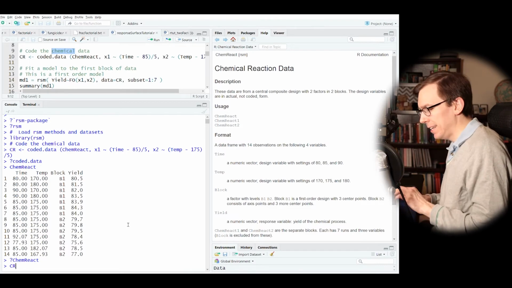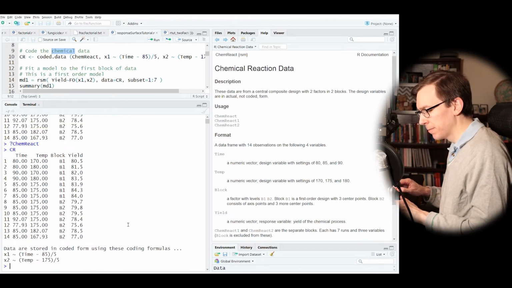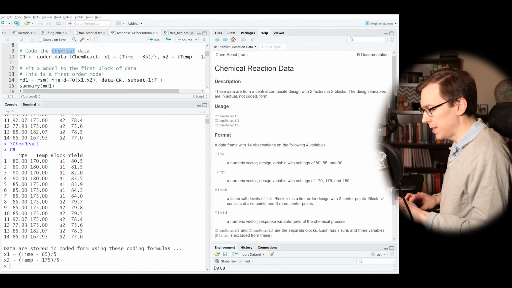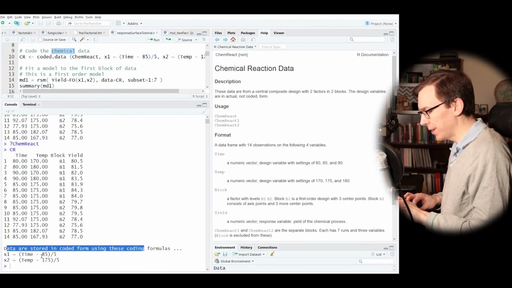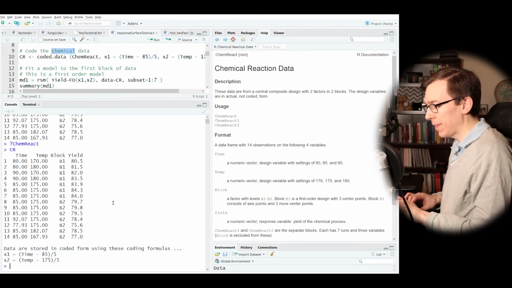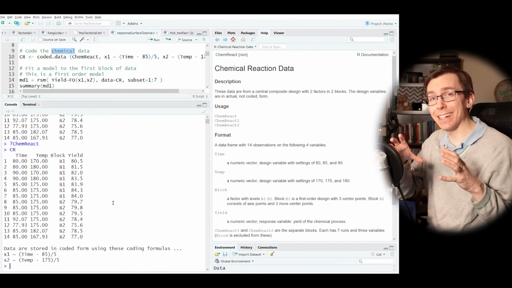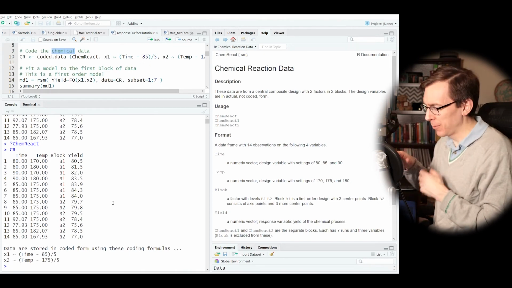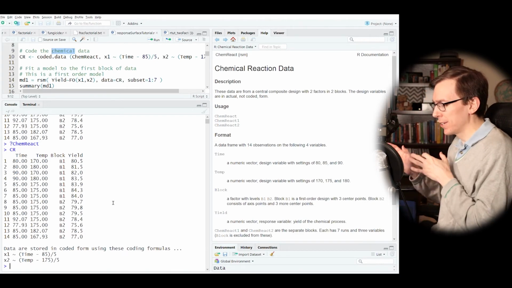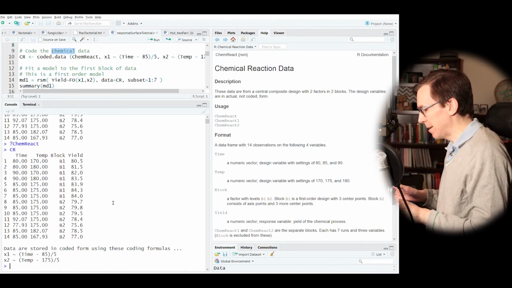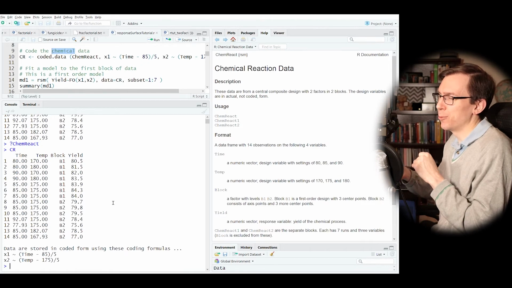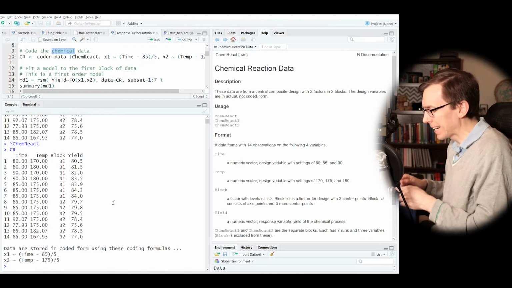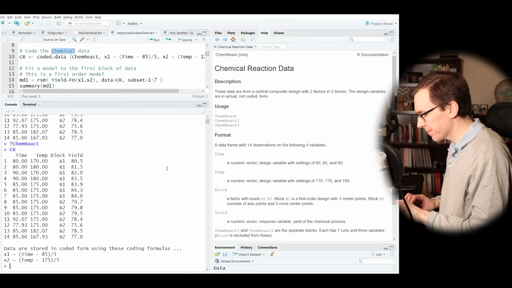And what we get is the data frame CR. So CR is going to give us the time, the temperature, and the yield, but it's going to say that the data are stored in a coded form using these formulas. And the nice thing is we can take this coded data, shove it into the RSM function, and it'll just know what to do, which is awesome. We don't have to worry about switching things to ones and minus ones and then switching back again and all of that headache.